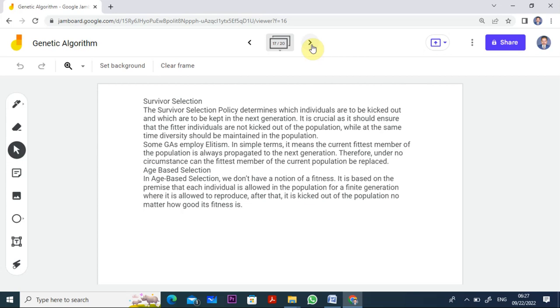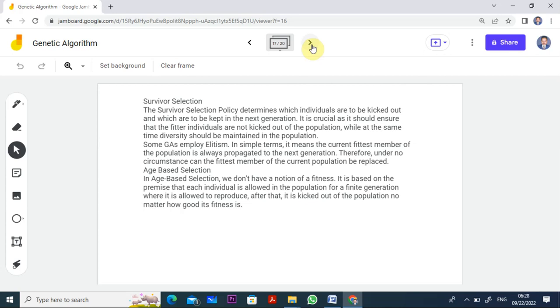Some genetic algorithms employ elitism. In simple terms, it means the fittest member of the current population is always propagated to the next generation. Therefore, under no circumstances can the fittest member of the current population be replaced. So we should not miss one fit candidate here.